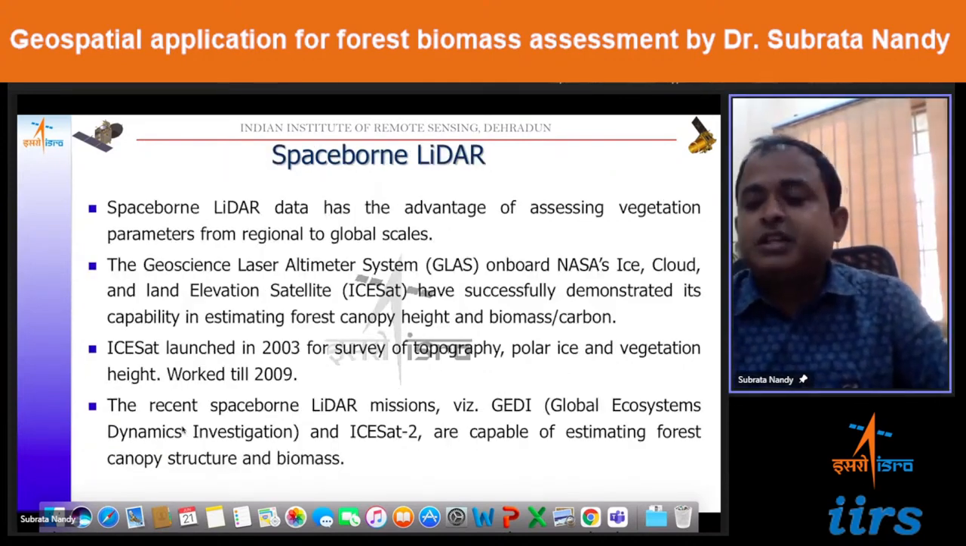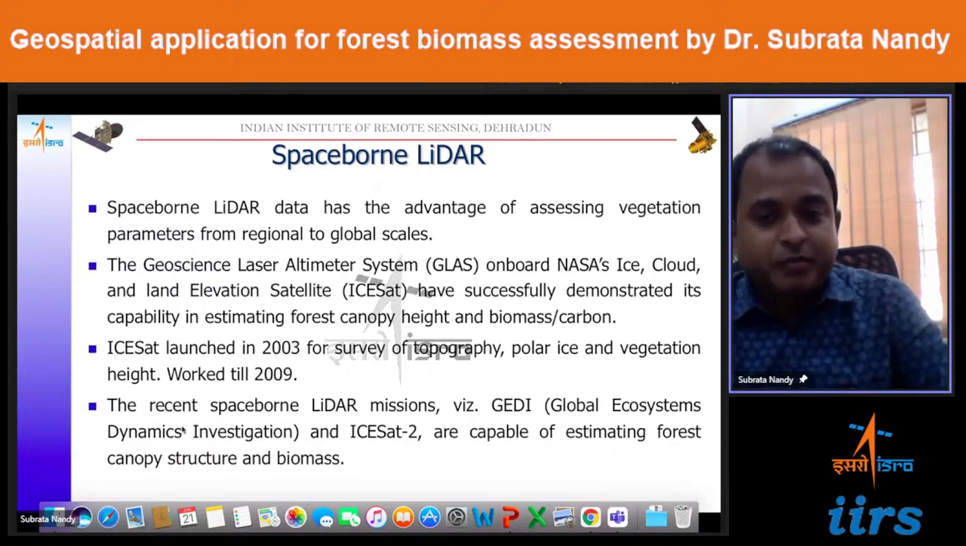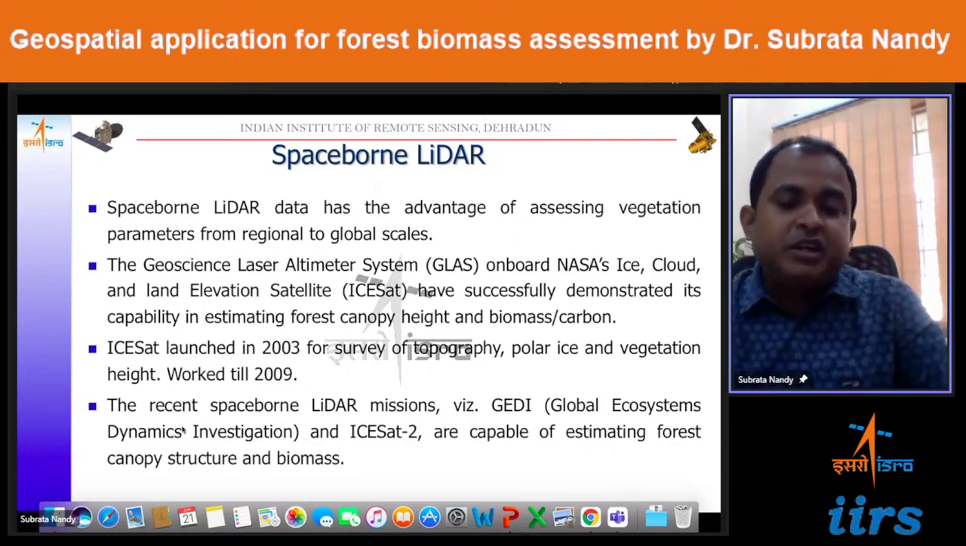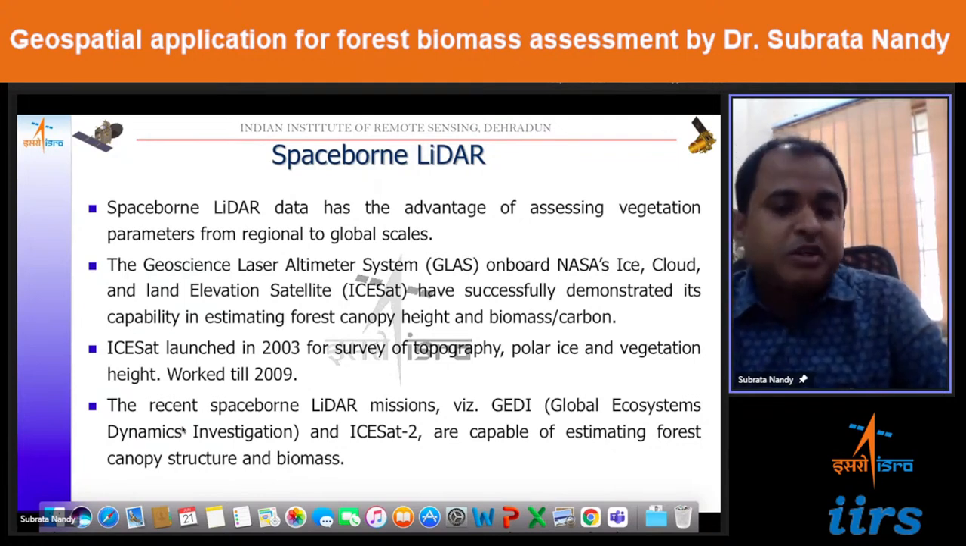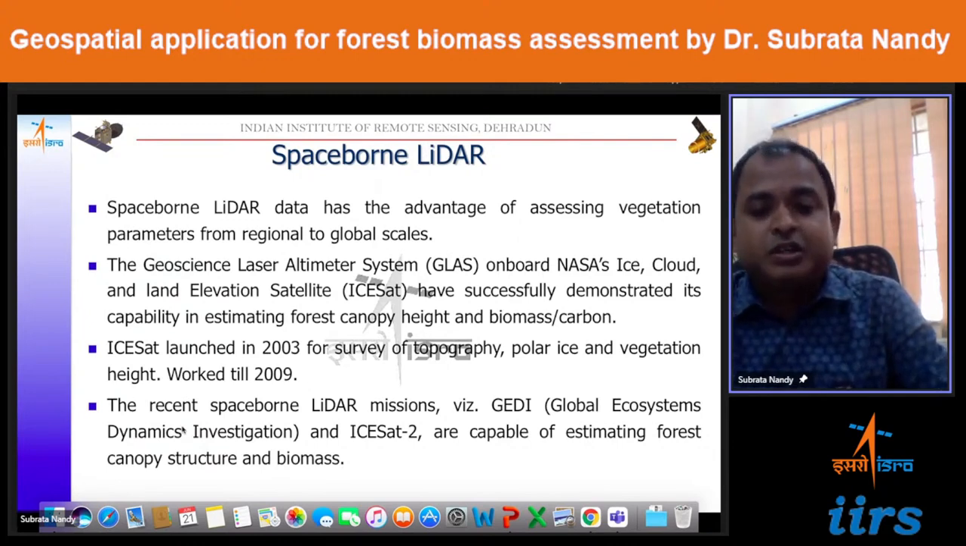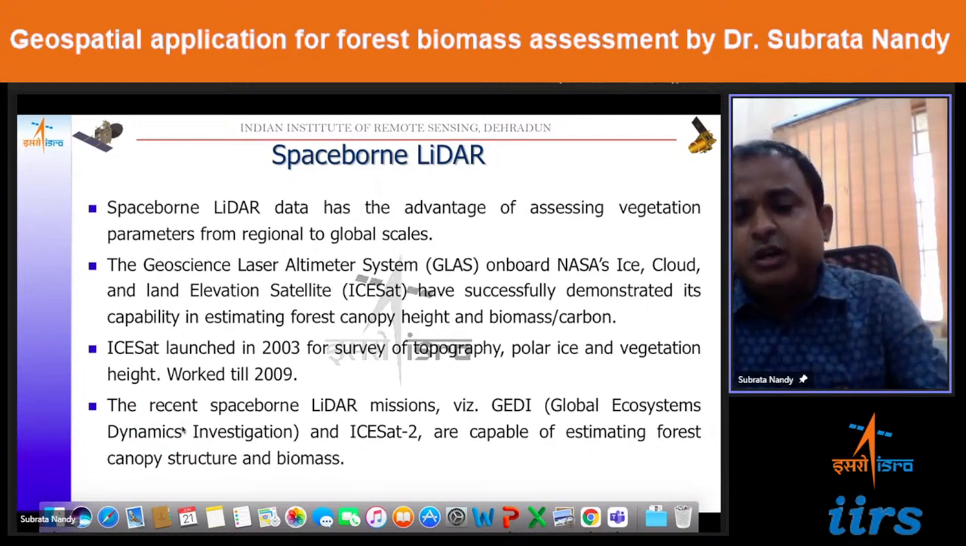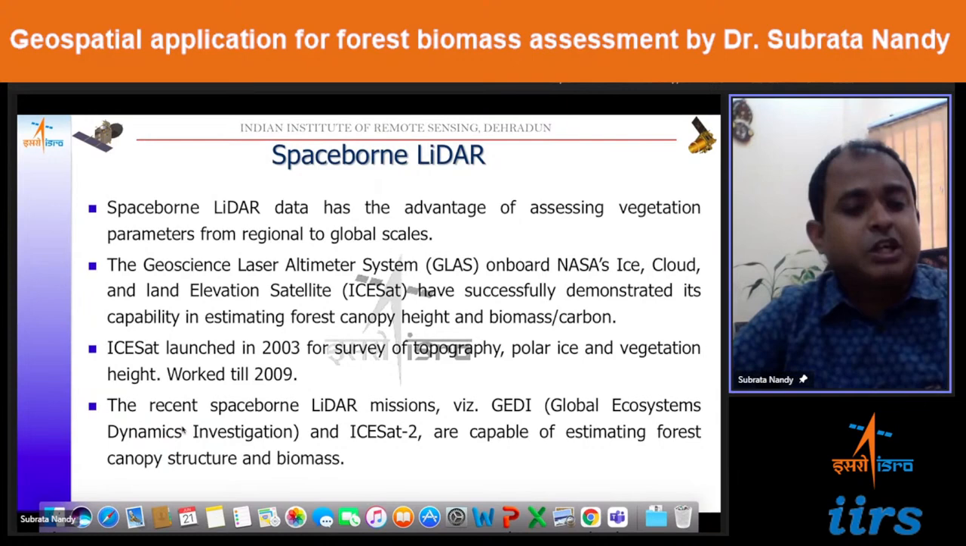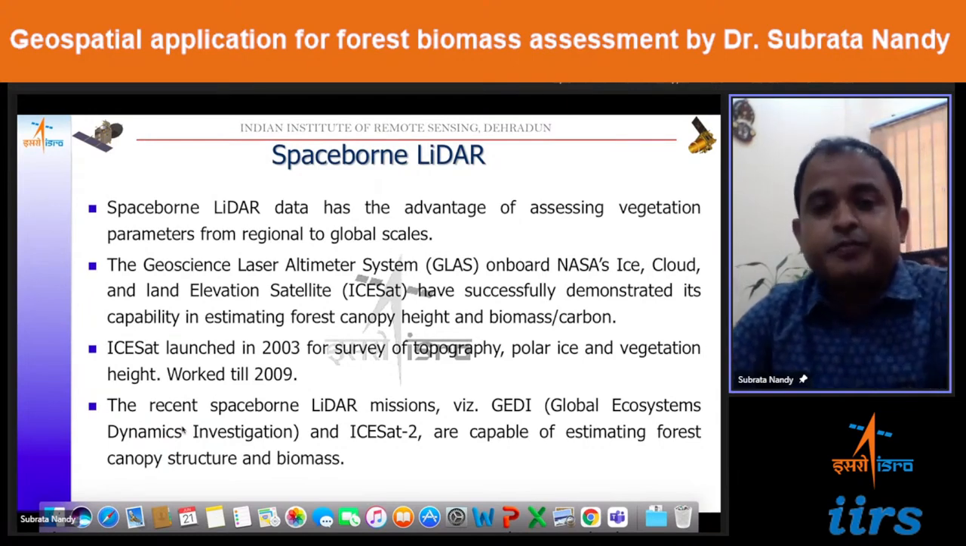Moving further to the next platform, that is the space-borne lidar platform. Recently there are two missions. One is the Global Ecosystem Dynamics Investigation, or GEDI. Another is ICESat-2. ICESat is the Ice, Cloud and Land Elevation Satellite. There was one more satellite like ICESat, which worked from 2003 to 2009, but there is nothing from 2009 to 2018. So recently there are two lidar missions, and they are capable of estimating forest canopy structure and biomass, GEDI and ICESat-2.